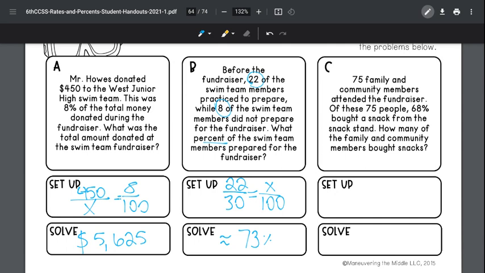Part C, 75 family and community members attended the fundraiser. Of these 75 people, 68% bought a snack from the snack stand. How many of the family and community members bought snacks? We know at this event, 68% purchased a snack, percent over 100. And we also know there was a total of 75 people there, which means we're solving for our part. So cross multiply and divide. And we figure out 51 people bought snacks.